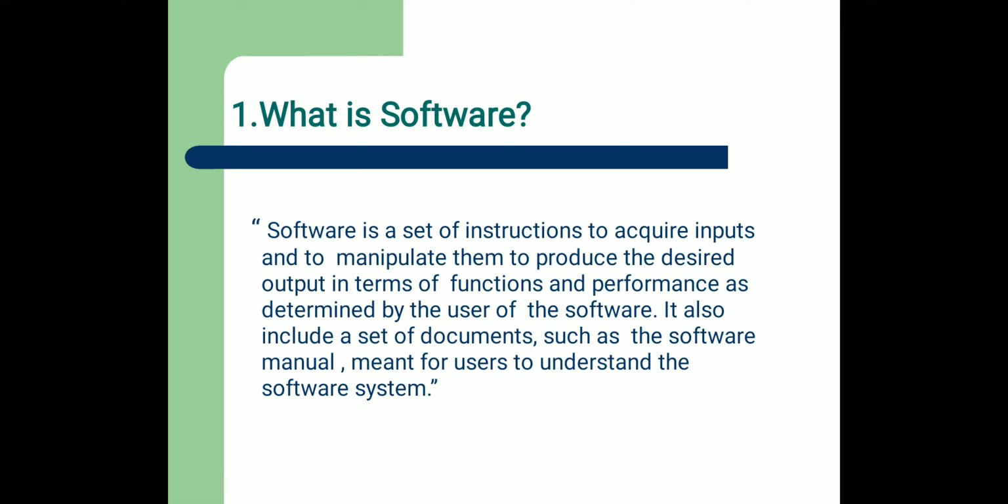What is software engineering? Software is a set of instructions to acquire the inputs and to manipulate them to produce the desired output in terms of the functions and performance as determined by the user of the software. It also includes a set of documents such as a software manual meant for the users to understand the software system.